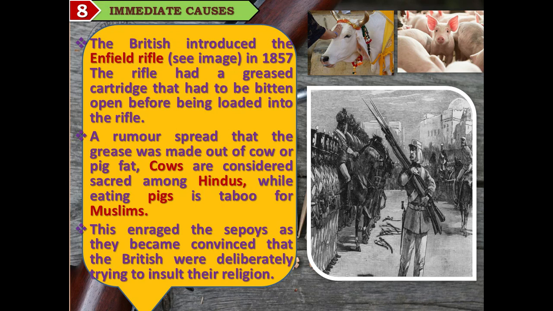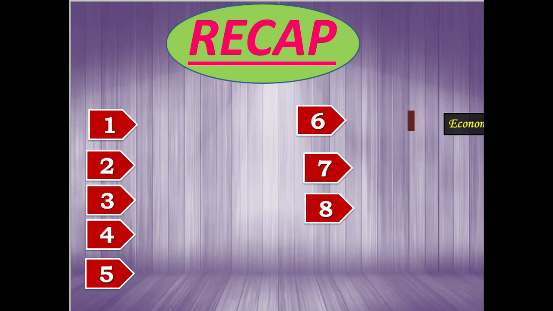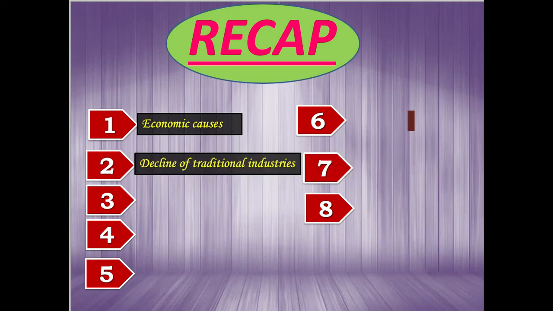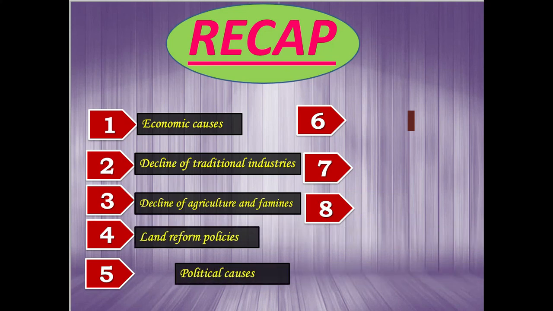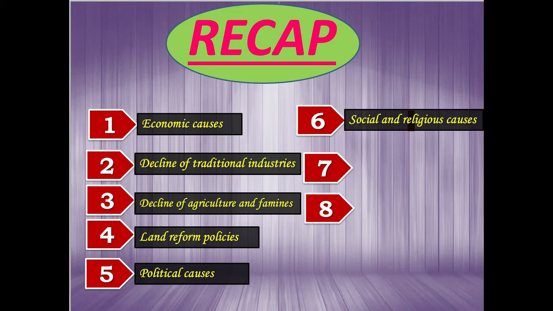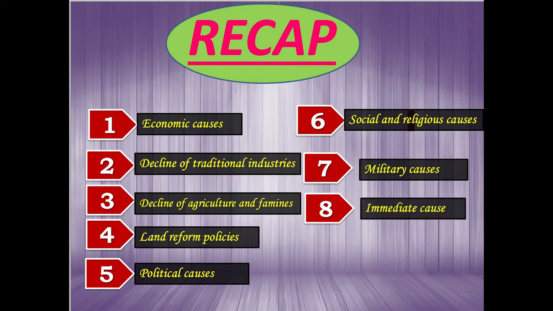Okay, so these are all the topics covered in part 1, children. Let's recap the topics we learned in this part. How many causes did we learn? There are 8 causes, right? The first is the economic causes, the second is the decline of traditional industries, the third is the decline of agriculture and the famines, the fourth is the land reform policies, the fifth is the political causes, the sixth is the social and religious causes, then the military causes, and the last is the immediate cause. These are the most important causes for the revolt of 1857 by the Indian people against the British.